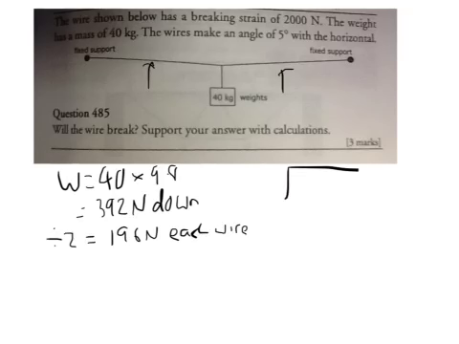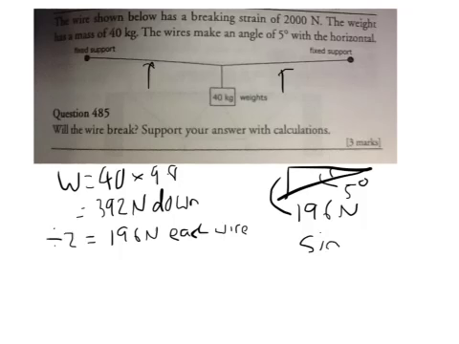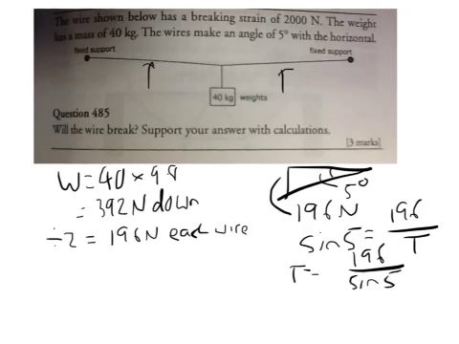So drawing a little triangle again, each wire has an angle of 5 degrees and is taking a force of 196 newtons. So putting this into our trig, we have the sine of 5 degrees, which is going to be equal to 196 over the tension, which we want to find. So our tension is going to be 196 over the sine of 5 degrees, which is going to give us a force of 2,249 newtons, which is greater than 2,000 newtons, so yes, the wire would break.